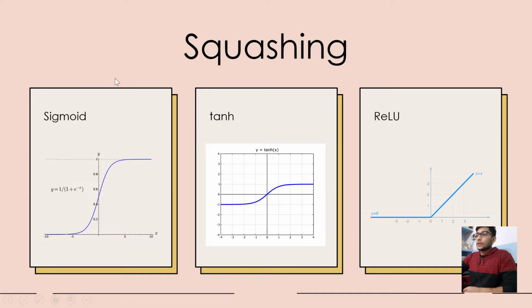First is the sigmoid. As you can see, the graph of a sigmoid function looks something like this, and the functional notation is 1 upon 1 plus e to the power minus x, a function of x. Here you see the values are clipped between 0 and 1. This could very well denote probabilistic outcomes, right? The other one, tanh: the values lie between -1 and 1.